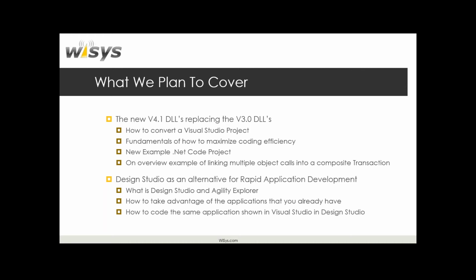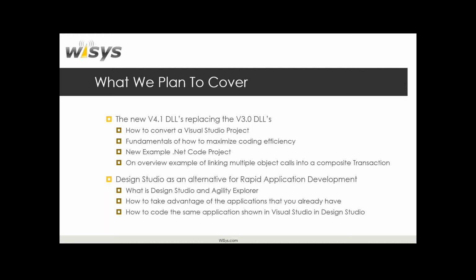In the past, we deployed Excel spreadsheets, which was the COM interface component. Almost nobody's coding COM anymore. Everybody's doing .NET. We saw a need to give more robust code examples through a .NET project. And we're going to give you an overview example of how to link multiple object calls into what we call a composite transaction. It's really, to us, the ability to create composite transactions out of our objects that really creates the true power of the system.